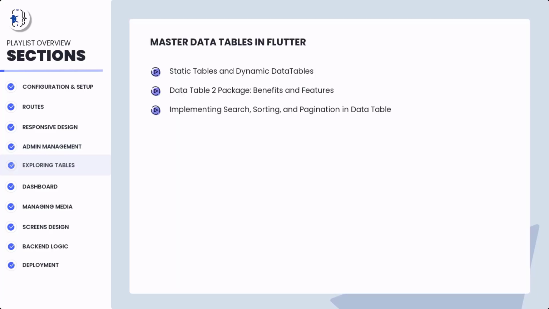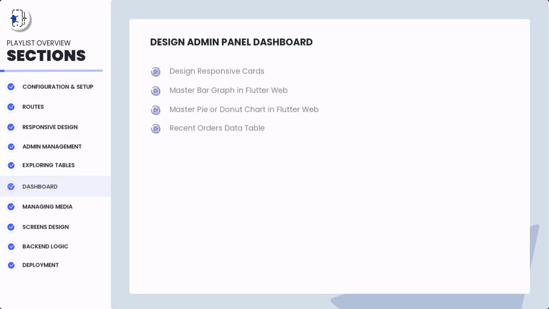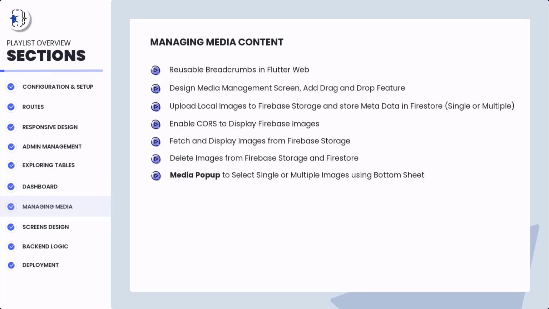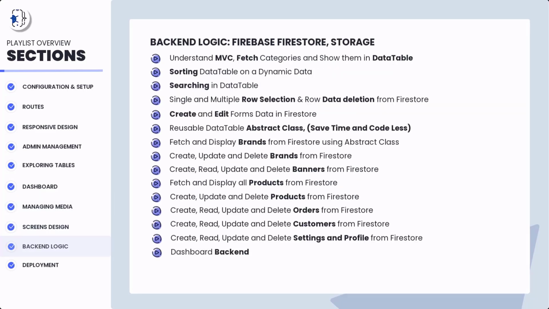Then we learned how to handle tables, what is a data table, what is data table 2, and how we finally create our own widget using paginated data table. That's again very useful, and we already covered the dashboard section, which is the 6th section, and now we are about to complete the 7th section, our media part. After this media section we will start working on creating all the screens and then all the backend. This way we will be able to complete our e-commerce admin panel.